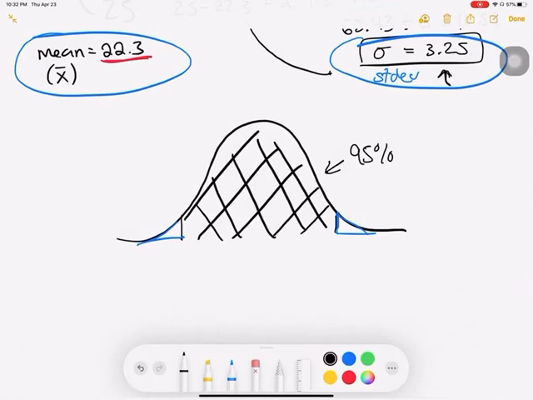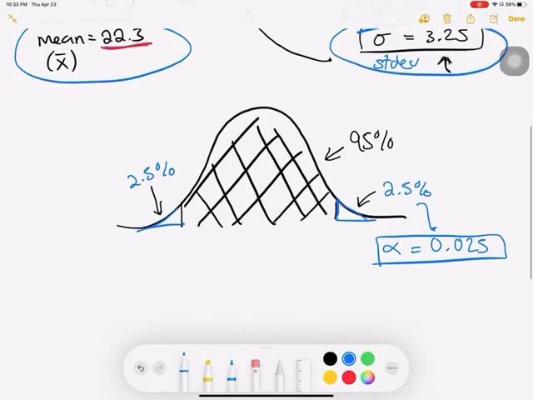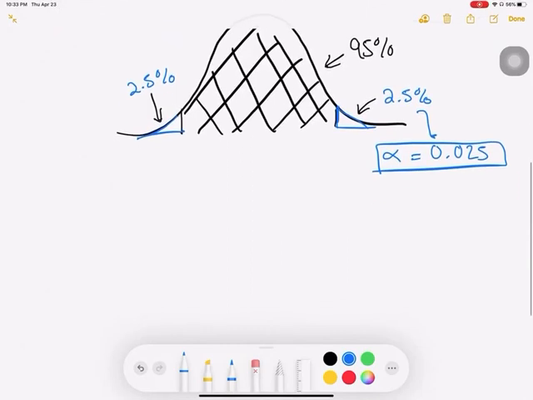So if this is 95%, then each of these tails represents 2.5%, because it all has to add up to 100%. So you convert this to a decimal, that's 0.025. And this is what we call the alpha value. That's the percentage of that small tail. We need this number. So the alpha value is the first thing. The next thing is going to be the same as in the standard deviation, the degrees of freedom.